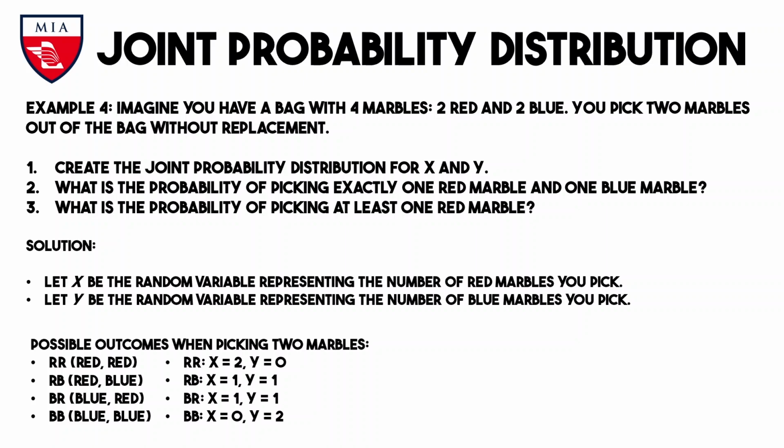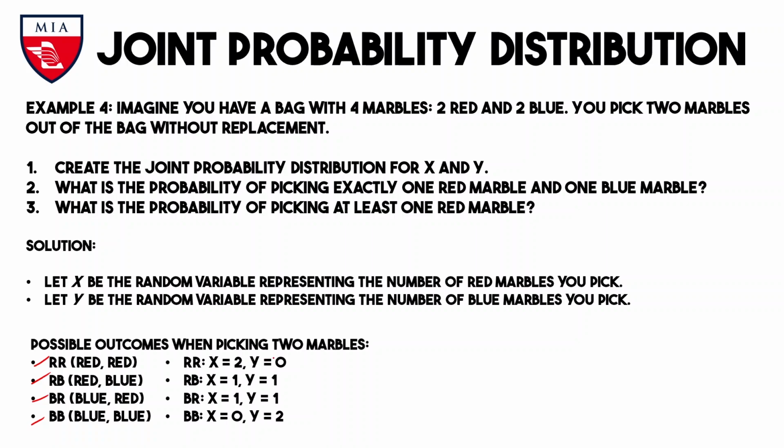Like I said earlier, in terms of joint probability distribution, we tend to let x and y. So in this case, let x be the random variable representing the number of red marbles, and let y be the random variable representing the number of blue marbles. So here are the possible outcomes that we can encounter. In terms of picking 2 marbles, we can have RR or red red. Next we can have RB or red blue. Next we can have BR or blue red. And lastly we can have BB or blue blue.